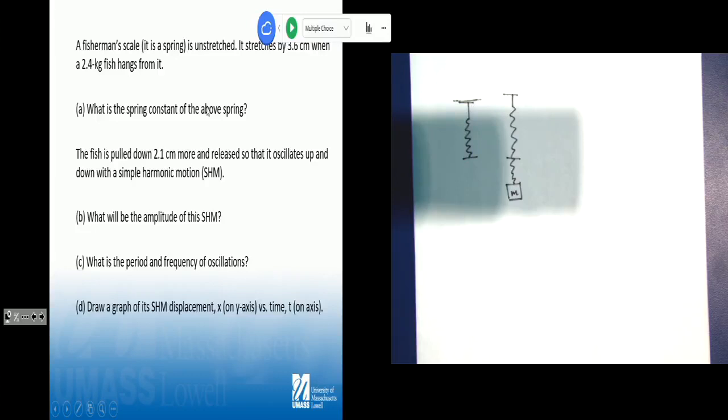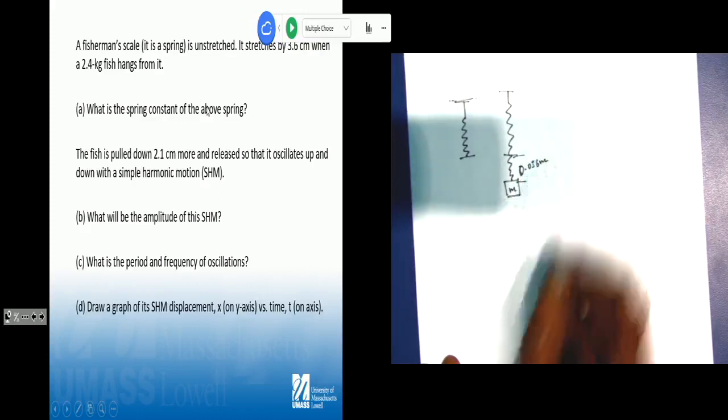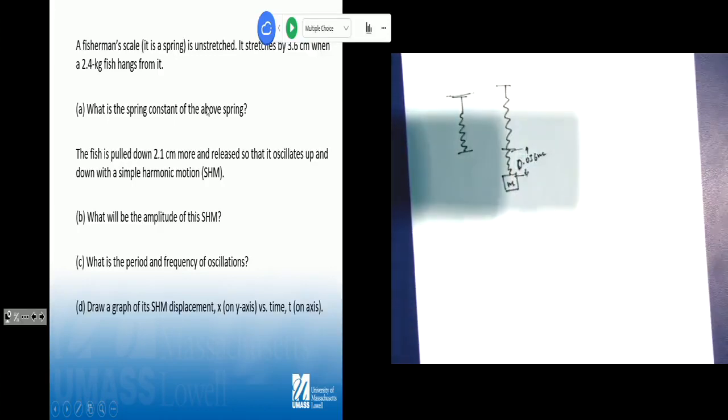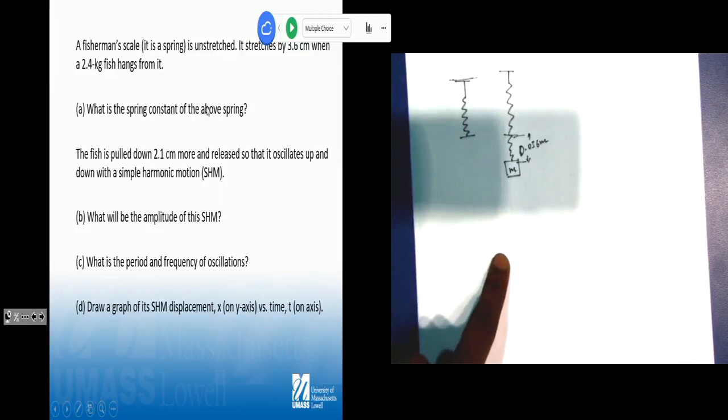It's a block of mass M. And we know the stretch in the spring. The question tells us that when I hang the fish from it, it stretches by 3.6 centimeters. Everyone with me? So this distance, which is the stretch in the spring, is 0.036 meters. Everyone's still following, right? Okay, now if I want to find the spring constant of the spring, which is a measure of how stiff that spring is, I can use the free body diagram of the fish at this location, because at this location, the fish is at rest.